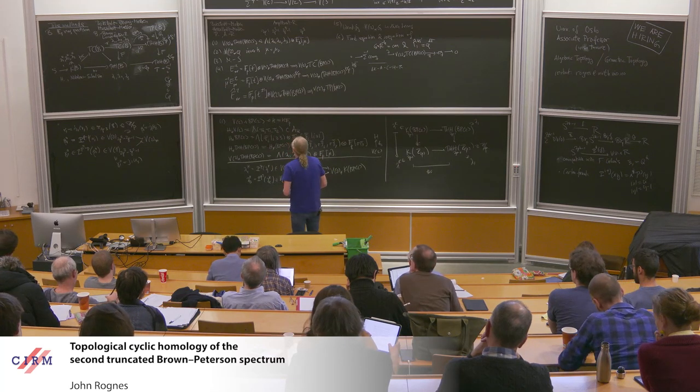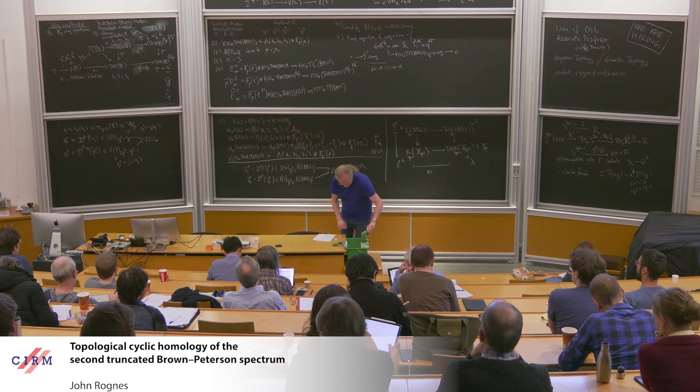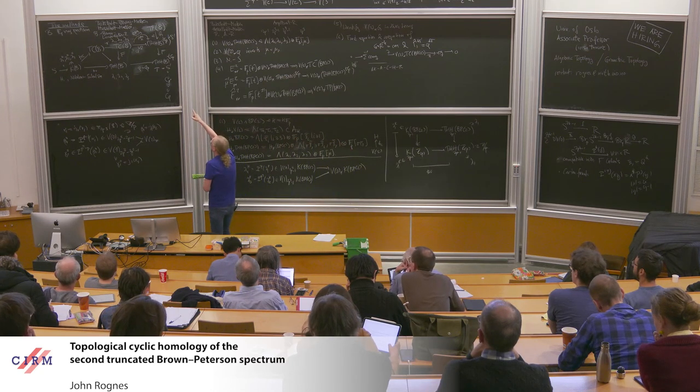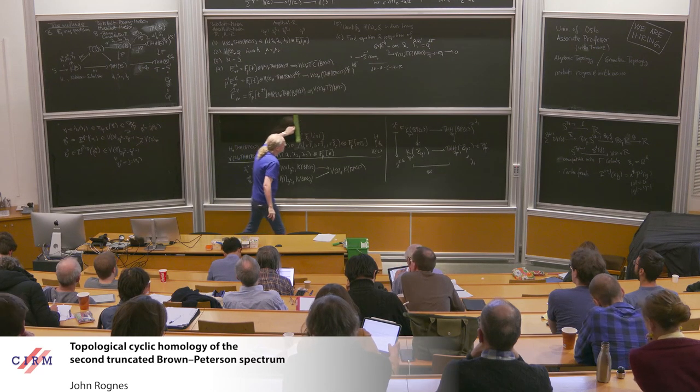Let's see. So step 2 now is about understanding the spectral sequence, the circle homotopy fixed point. Well, we have the circle homotopy fixed point spectral sequence and the CP-Tate spectral sequence.